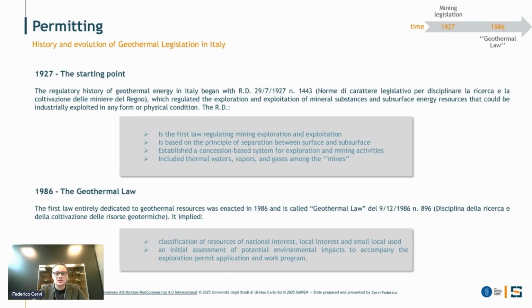Subsequently, Law 896 of 1986 classified geothermal resources based on the thermal power delivered by the project, dividing their scope into three different categories: national, local, and small-scale local uses.